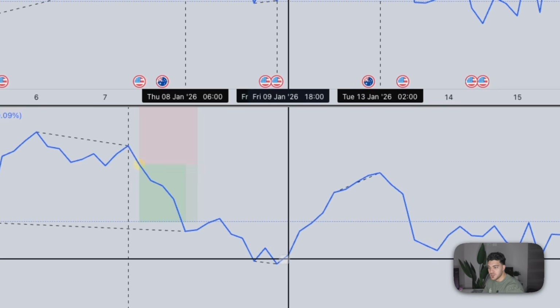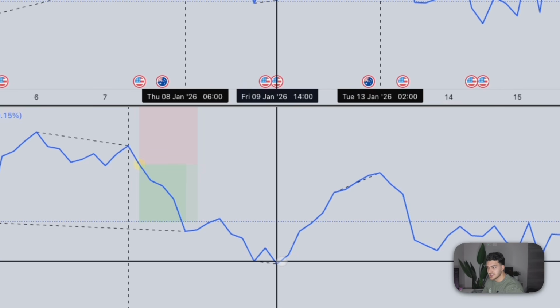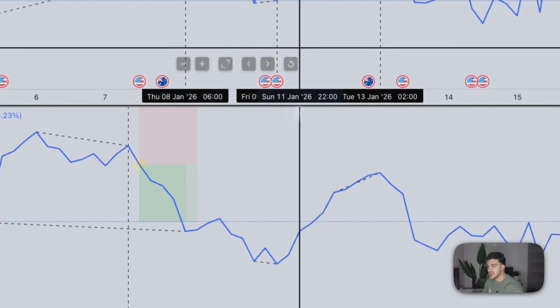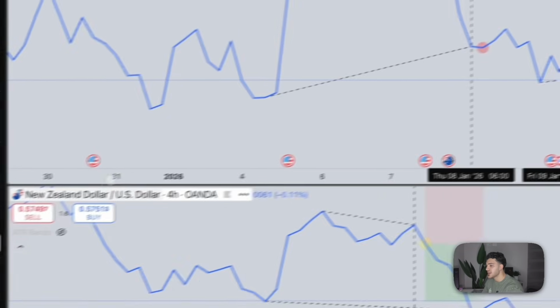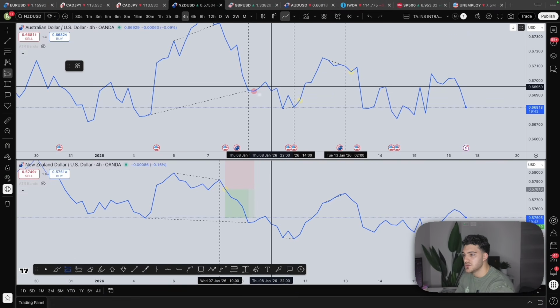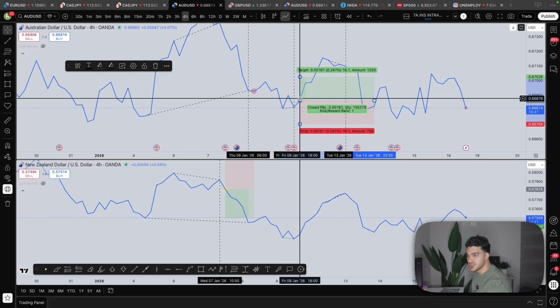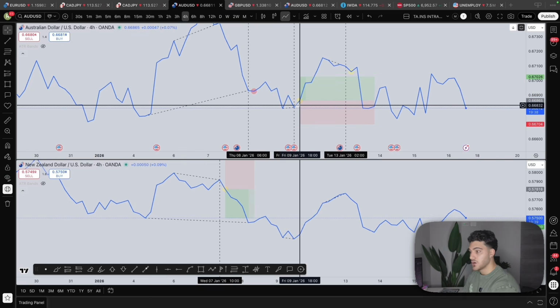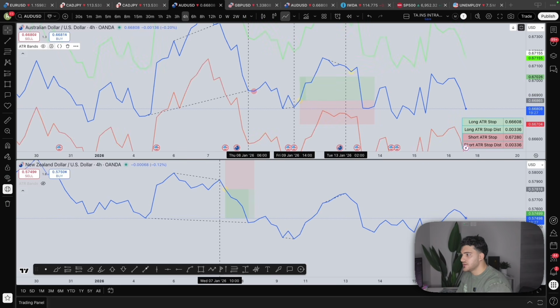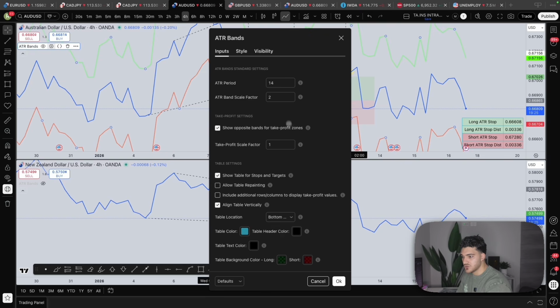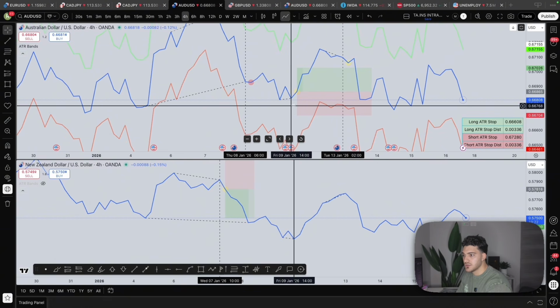In that case, both the pairs agree because we see the next close is bullish on NZDUSD and is bullish also on AUDUSD, so we can actually enter a long trade on AUDUSD. Again, this is our entry point. As soon as we have the close of the line, we just plug our ATR bands here again, we double check if everything is in line, and we simply go like this.